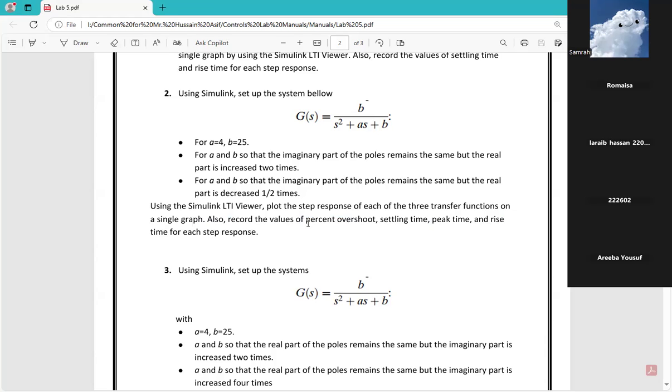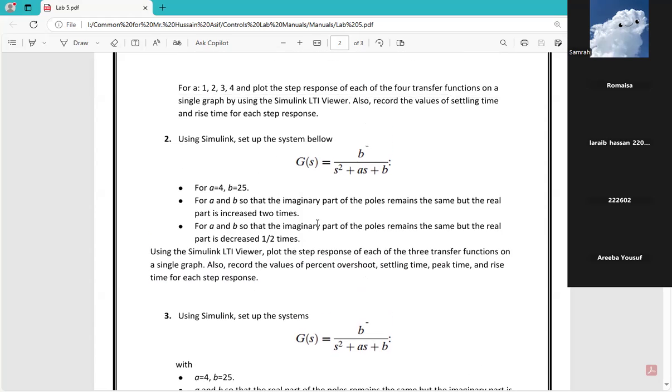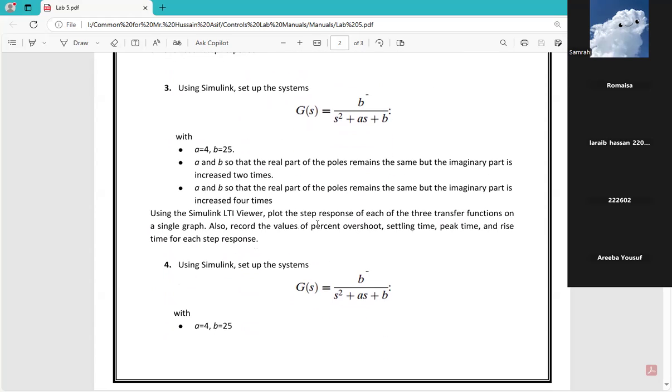For those of you who don't know how to observe the percentage overshoot, settling time, peak time, and rise time, I'll upload another tutorial for you, a revision tutorial, that would show you how to measure or how to show percentage overshoot, settling time, peak time, and rise time on the scope.